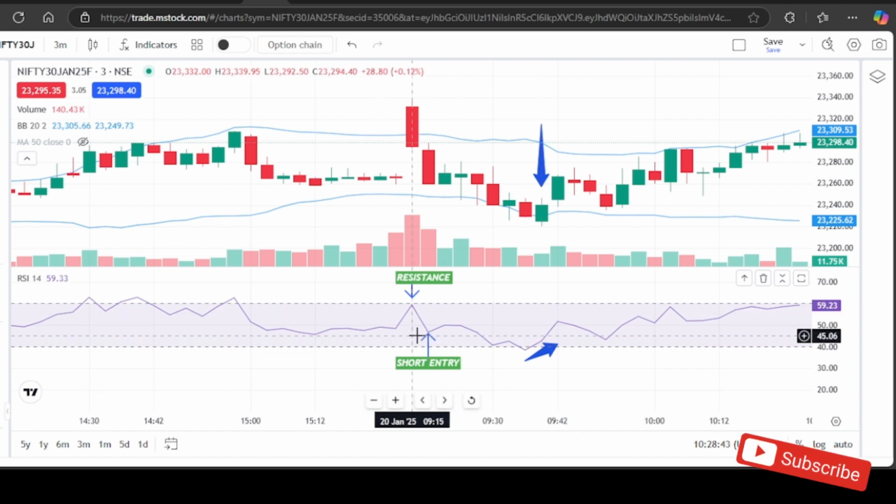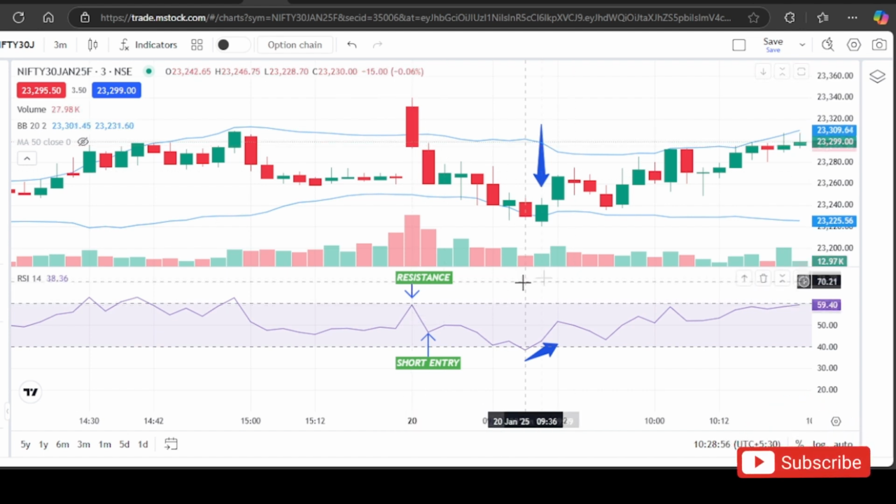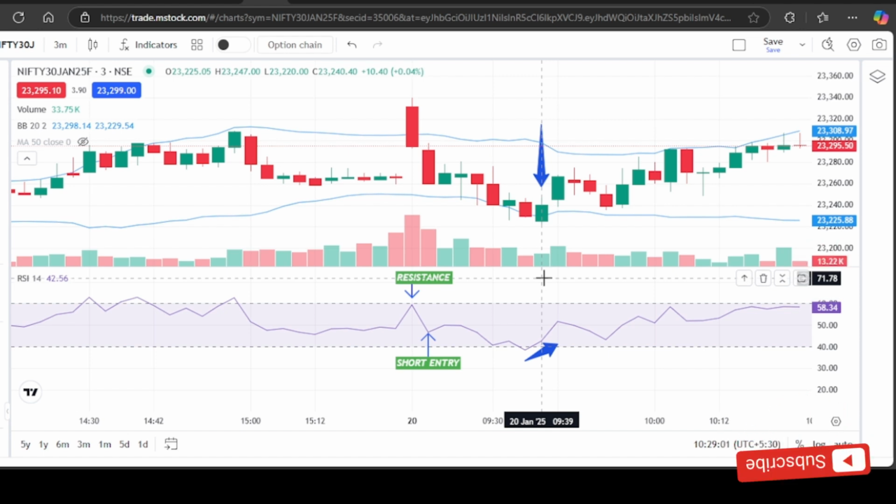So this is how we evaluate RSI when we use RSI as resistance and support, and this is how we evaluate the candle along with RSI. So this is it for now. We'll come up with more such videos on RSI support and resistance, how to use it in different contracts. I also use RSI resistance and support in options. So we'll evaluate that as well.